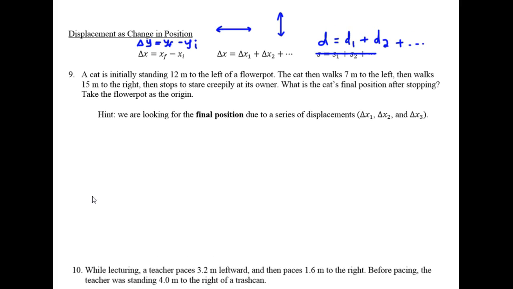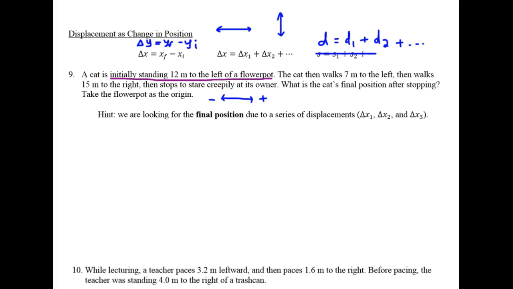The first thing we do after we figure out we're dealing with the x-axis is draw the x-axis, as a way to remind myself that to the right is positive and to the left is negative. If this were a problem about the y-axis, I would have drawn something like this. But it's not, it's the x-axis. The first thing I want to do is decode the problem and figure out what the givens are. The givens typically are values. So it says a cat is initially standing 12 meters to the left of a flower pot.